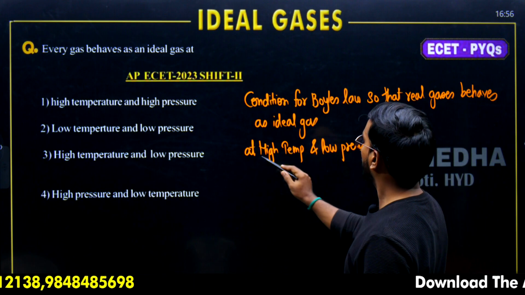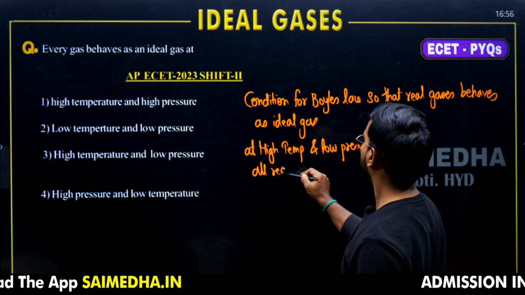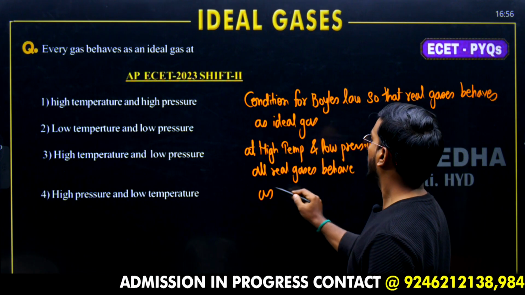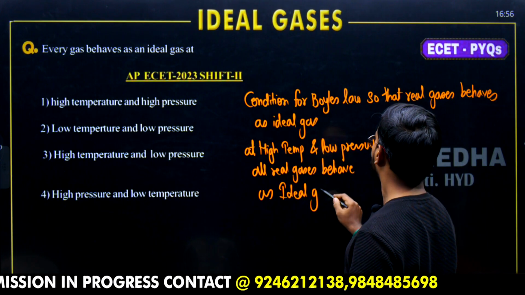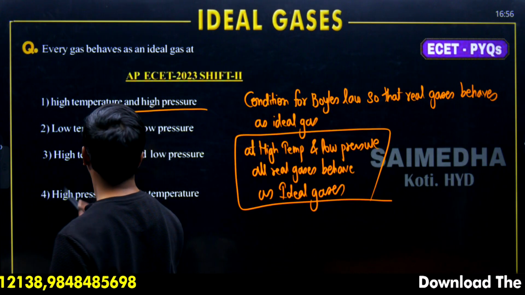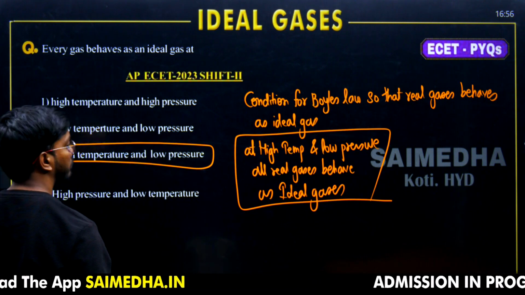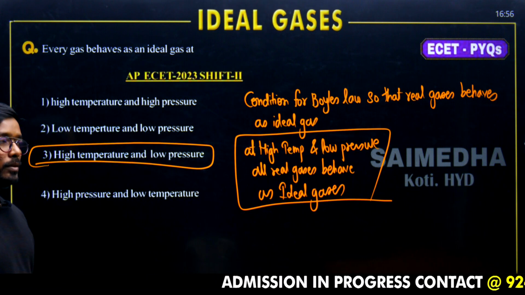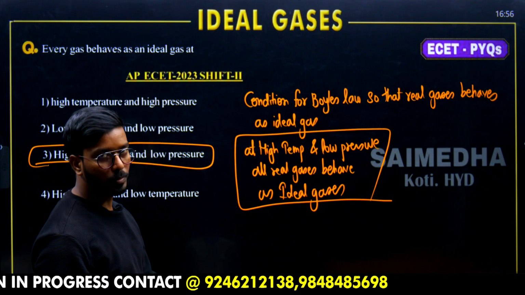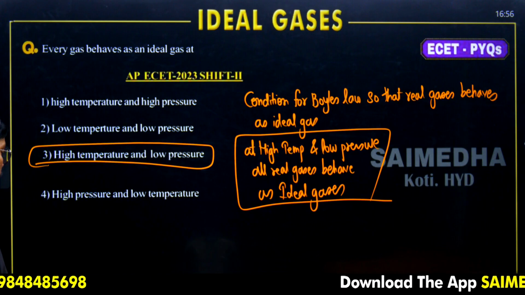Now try to study like this. At high temperature, low pressure, all real gas behaves as ideal gas. High temperature, low pressure. Option number 3. Go through it. And Boyle's law is valid for ideal gas only. Boyle's law is valid for real gases, what is the condition? High temperature, low pressure. Because real gases will be behaving as ideal gas at high temperature and low pressure.